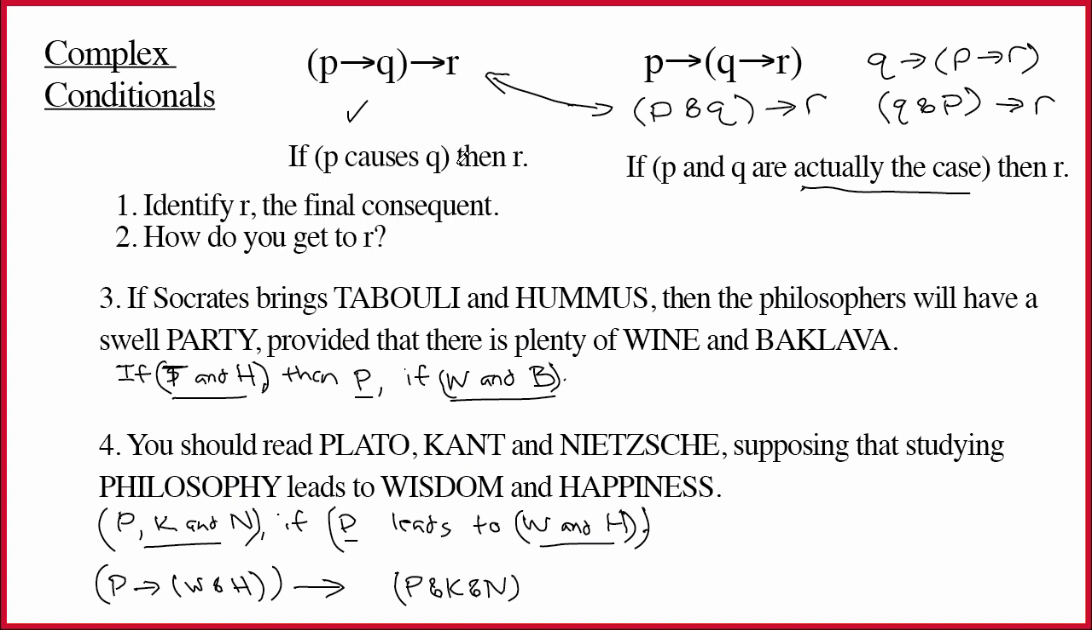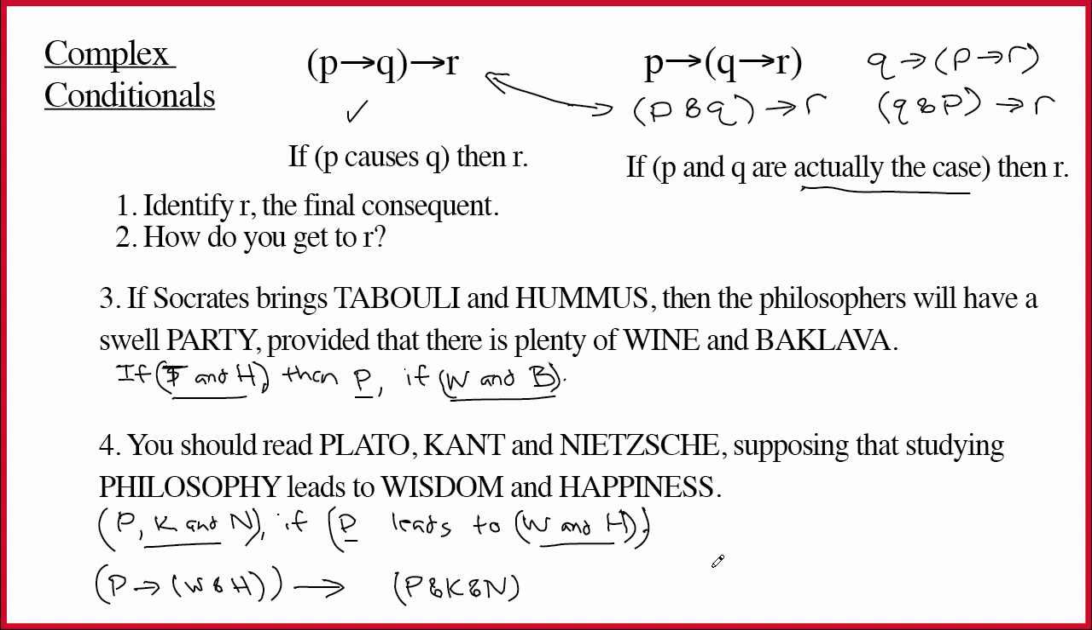Reading that using this causal language, this would say, if studying philosophy leads to wisdom and happiness, then you should read Plato, Kant, and Nietzsche. If studying philosophy causes wisdom and happiness, then you should read Plato, Kant, and Nietzsche. I hope that it sounds like that makes really good sense.